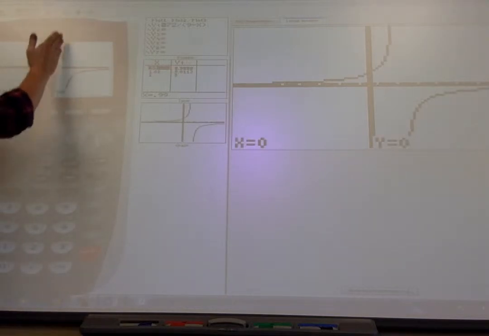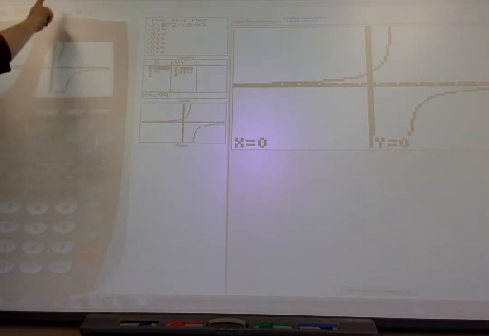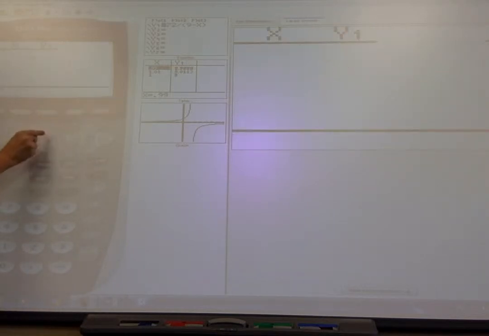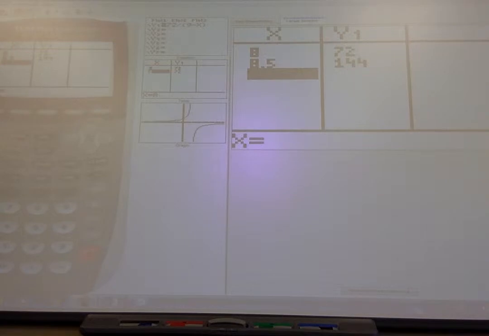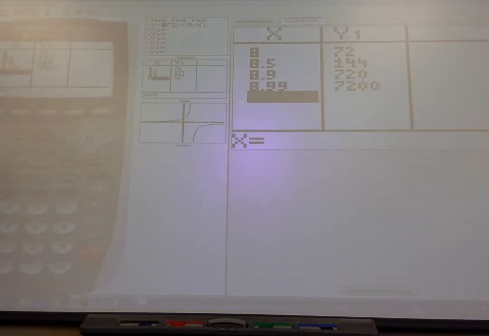Do you see if this is 9 rabbits, what happens as you get closer and closer and closer to 9 from the left? Where's that population going? Infinity. If you weren't sure of that, couldn't you go to the table and say, what happens at 8 months? What happens at 8.5 months? What happens at 8.9 months? 8.99? Do you see what's happening? The closer I get to 9, it's shooting up forever, isn't it?